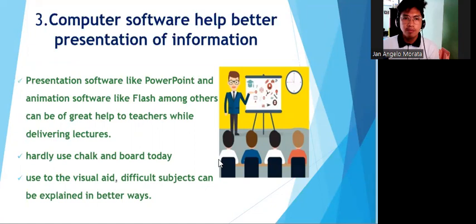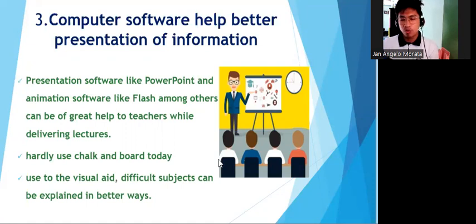And number 3, computer software help better presentation of information. Ito yung sinasabi ko kanina. Because we have here presentation software like PowerPoint and animation software like Flash, among others, can be of great help to teachers while delivering lectures. Pareho nito. I am using the PowerPoint presentation for the better presentation ng aking lectures.